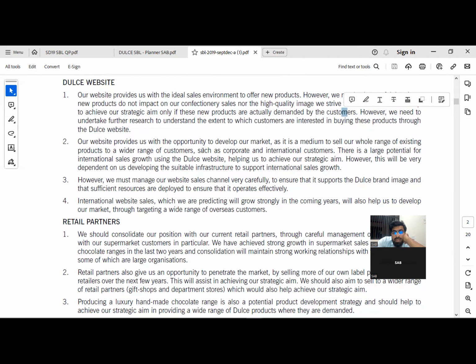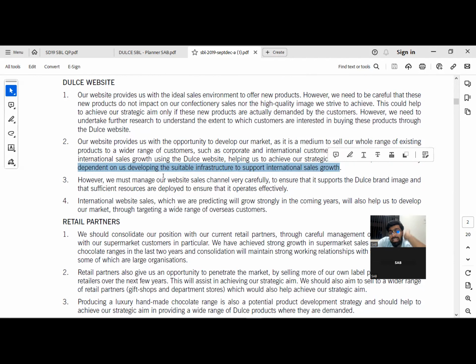Similarly, our website provides us the opportunity to develop in our market a whole range of existing products, and a wide range of customers, such as corporate and international customers. So one of our aims was to supply wherever the product is demanded. So through the online website, we could supply the product wherever it is demanded, right? Similarly, helping us achieving our strategic aim. However, this will be very dependent on us developing the suitable infrastructure to support international sales growth, right? Again, website management needs to be very careful. Our brand image is maintained by it.